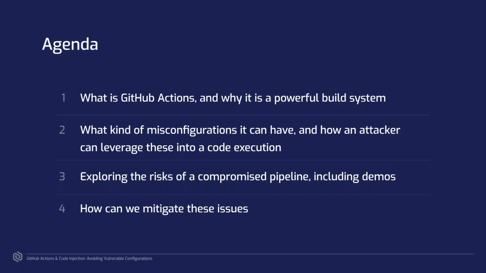During the talk, we'll explore, first of all, what GitHub Actions is and why it is a powerful build system. Later, we'll learn what kind of misconfigurations it can have and how an attacker can leverage this into code execution. Then we'll explore the risks of a compromised pipeline, including 2 demos. And at the end, we'll learn how we can mitigate these issues.